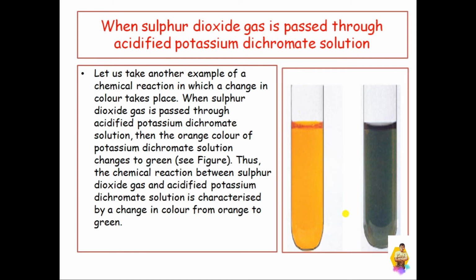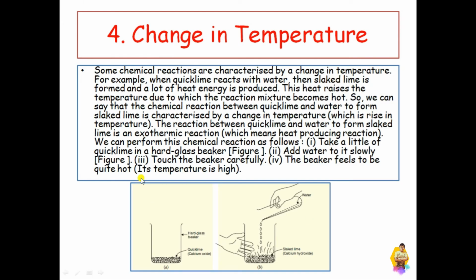During a chemical reaction. So now the fourth one, that is change in temperature. Already we have seen one example where we can feel the change in temperature, that is the reaction of zinc and sulfuric acid. There also a rise in temperature is seen. Now some chemical reactions are characterized by a change in temperature. For example, when quicklime reacts with water, quicklime is nothing but calcium oxide.